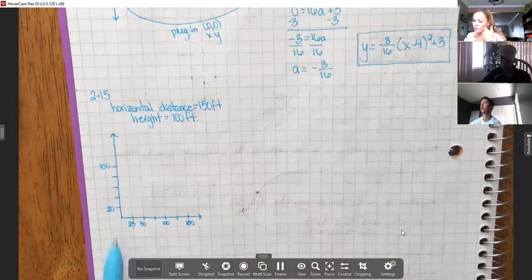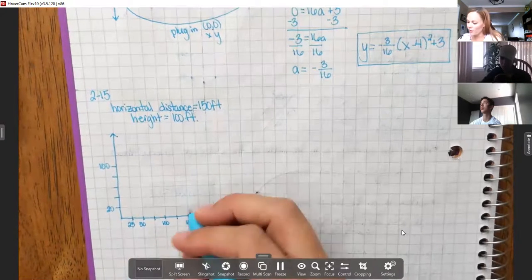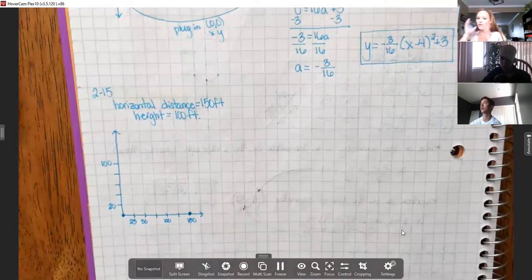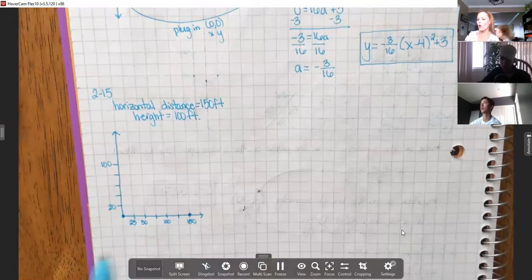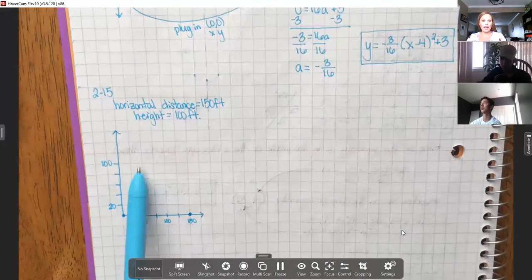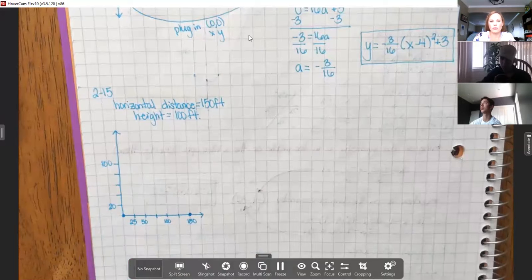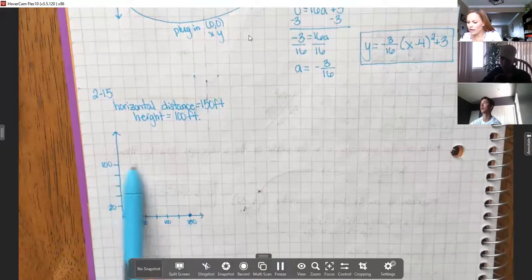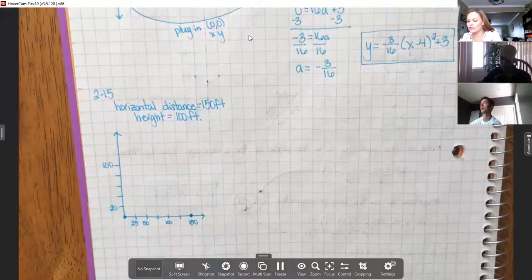Okay, so horizontal distance of 150 feet. So if it starts here at 0, 0, that means it lands here at 150. We know that the maximum height is 100, but do we know where it's at the maximum height? Based on kind of what we did on problem number 4 and 5, can anybody tell us where that maximum height will be? We know it has a maximum height of 100, but where is it?